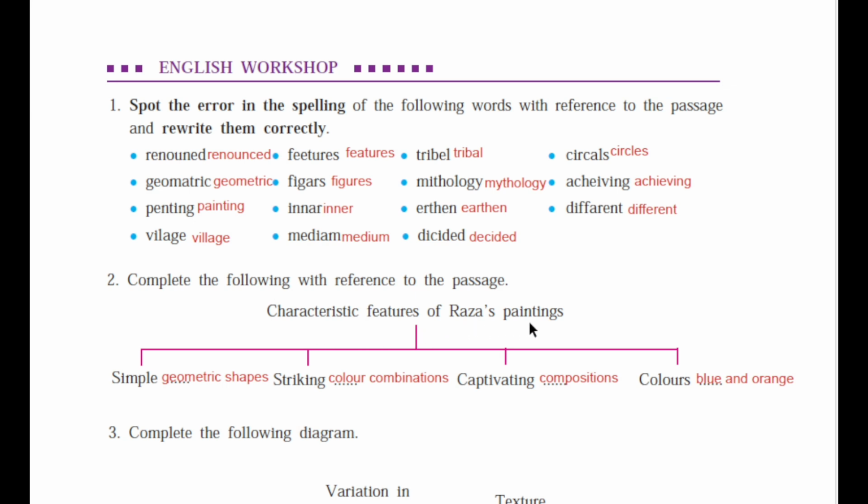Question 2. Complete the following with reference to the passage. Characteristic features of Raza's paintings. 4 characteristic features of Raza's paintings are simple geometric shapes, striking color combinations, captivating compositions, colors blue and orange.